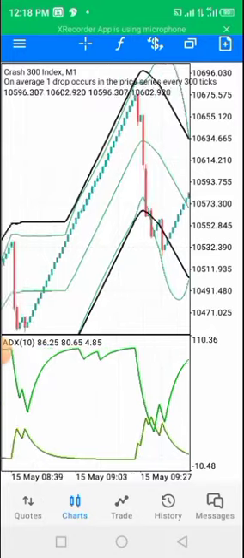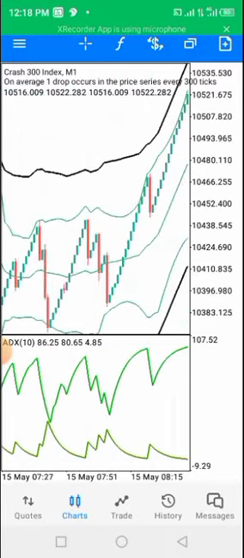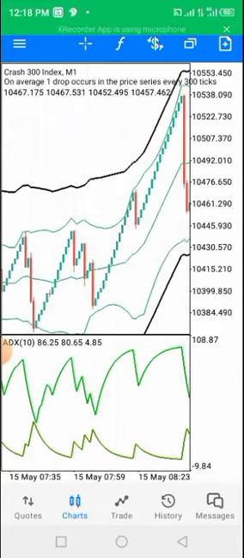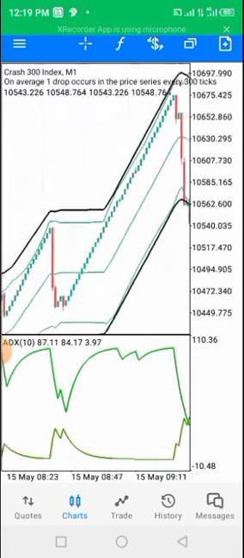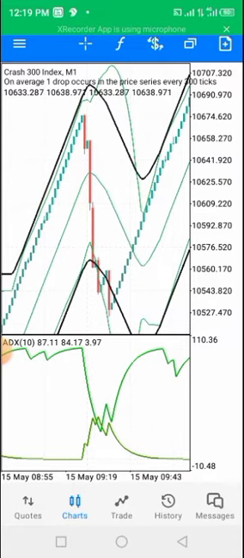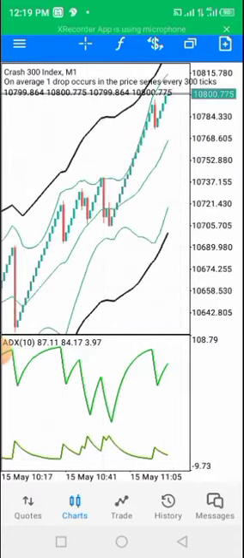So as you can see from the charts, these spikes start coming whenever we have a higher high. As you can see here, a higher high, we got a spike. Another higher high, we got a spike. Another higher high, we got a spike. Another higher high, we got a spike. And it keeps going like that.